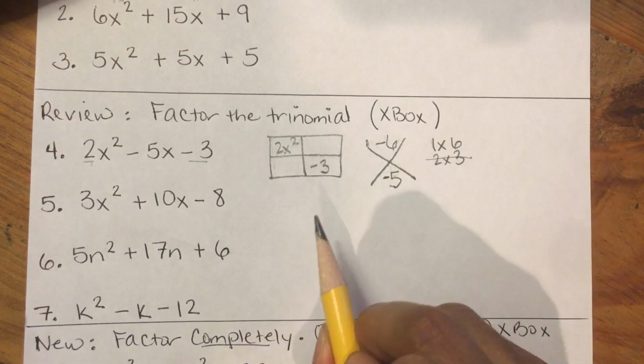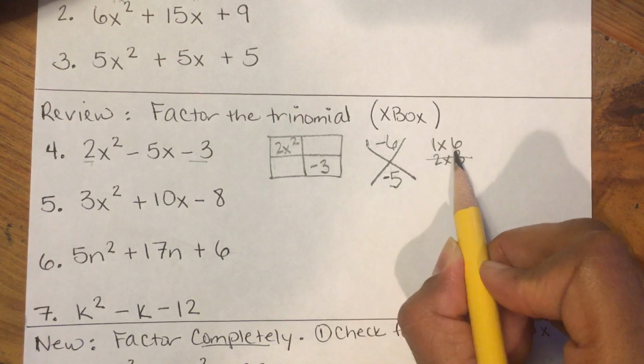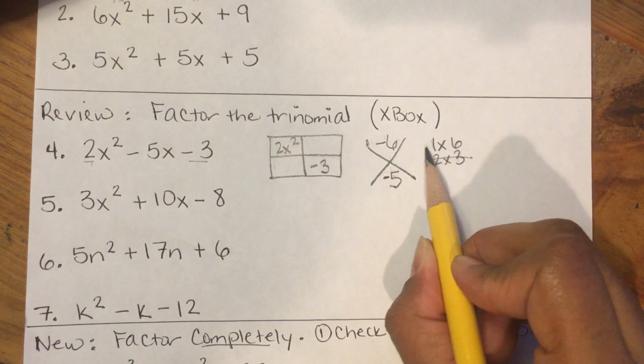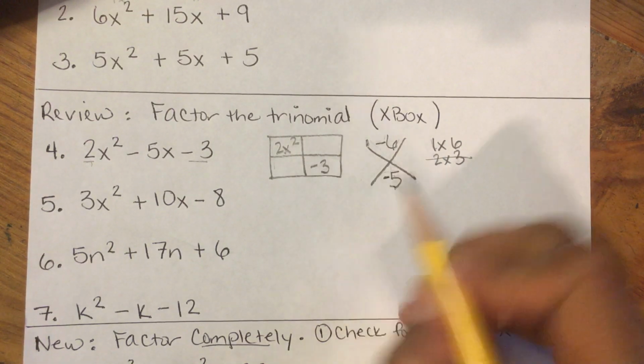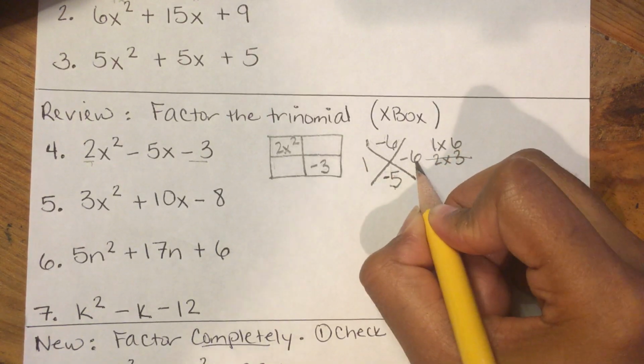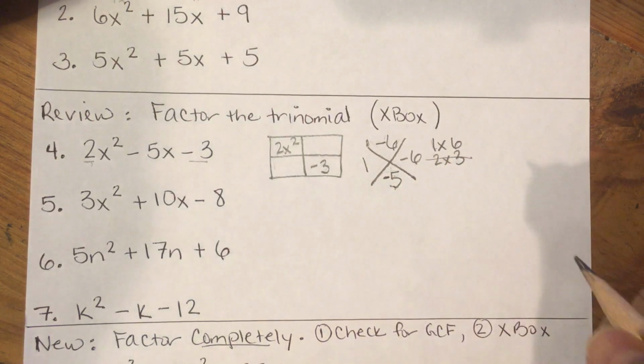Now, how do I get a -5 from both of these? Is it 1 take away 6 or 6 take away 1? Which one gives me a -5? Well, it'll be 1 take away 6. Okay, so now let's verify if we did it right.